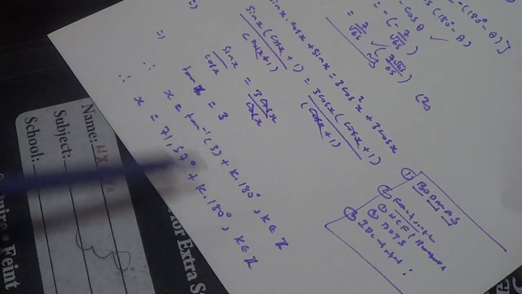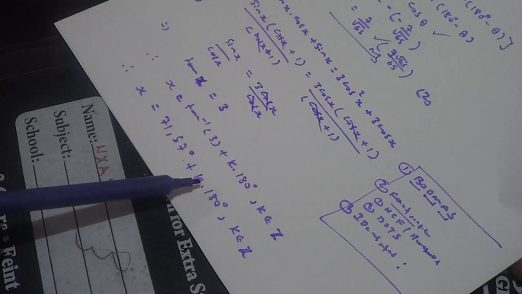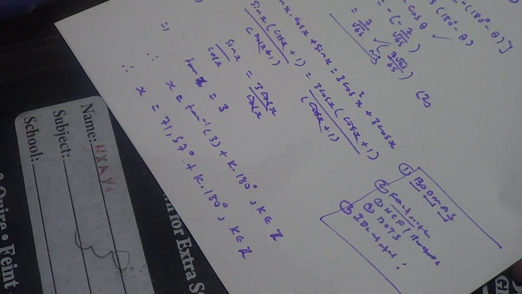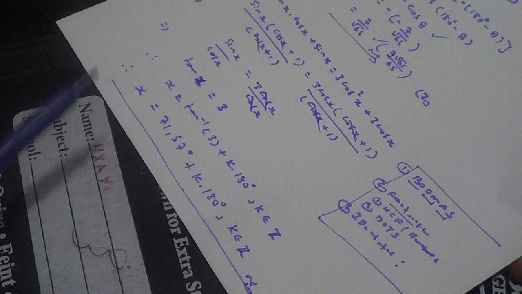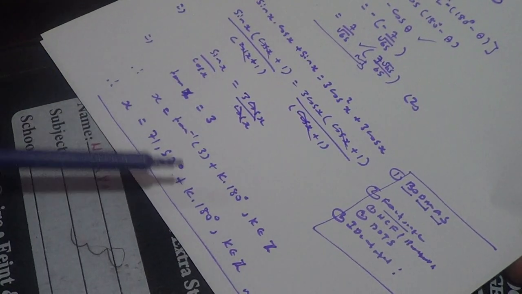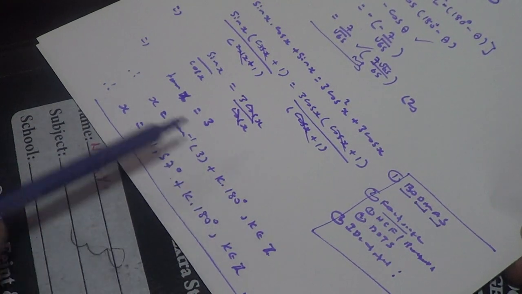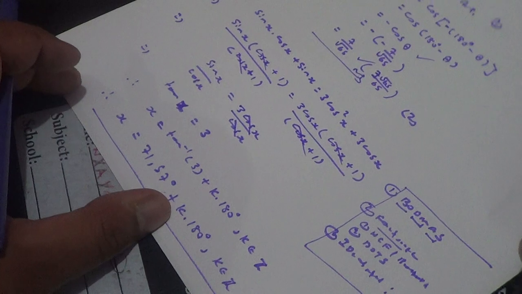So k here would be either 0 or 1. And that way it captures all the solutions. So don't complicate your life here. Instead of answering a lot of things and saying this is going to be 71 or it's going to be something else, this already captures that. So this is how simple this thing can be.